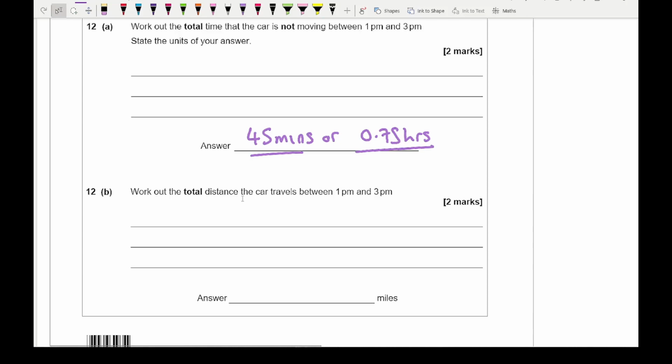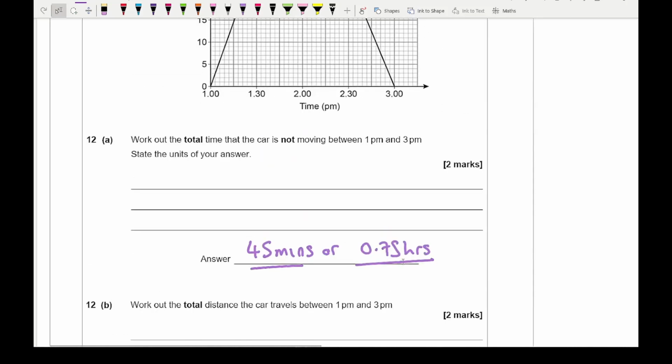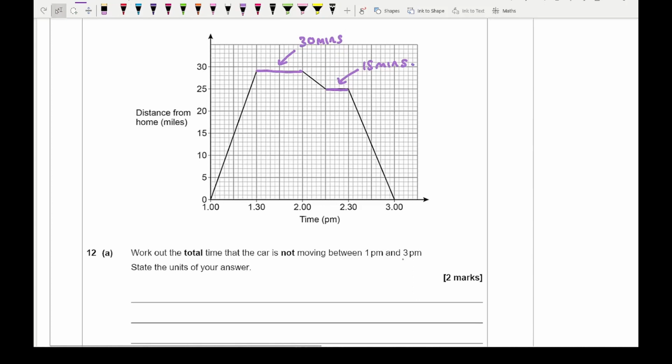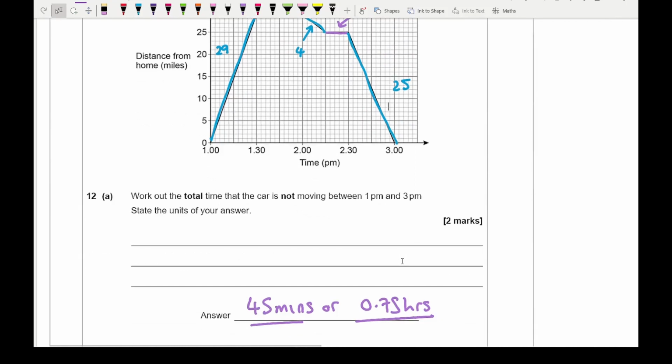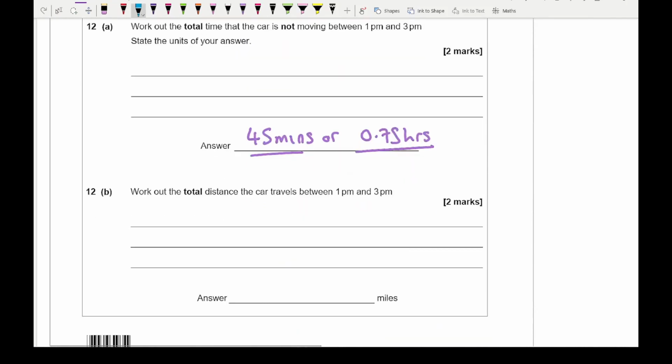It then says work out the total distance the car travels between 1 p.m. and 3 p.m. So in terms of the distance, that's where we've got diagonal lengths. So this first line here is going to be 29. Then this bit here is going to be 4. And then this diagonal here is going to be 25. So then all we need to do is add 29 plus 4 plus 25. So let's just show working out there, which is going to give us an answer of 29 plus 29, which is 58.